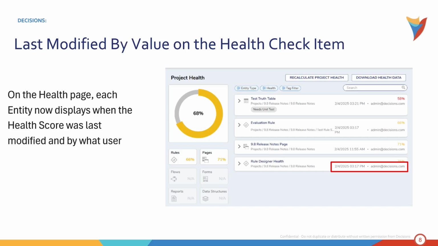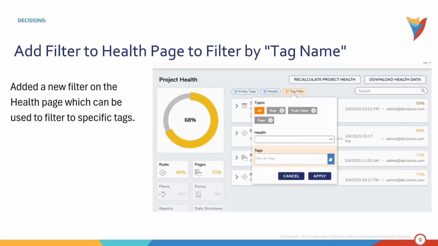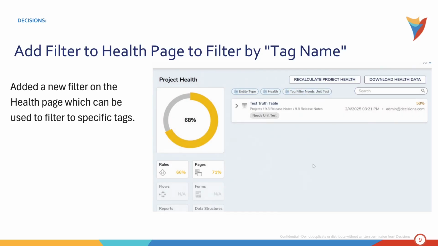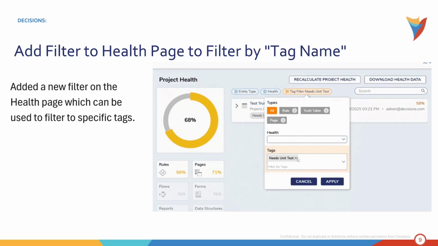On the health page, each entity now shows more information about who and when it was modified. More enhancements to our health score user experience. Another great addition to the health page is filters by tag name. Enhancement to tags and health score broadly will help developers and administrators stay organized.